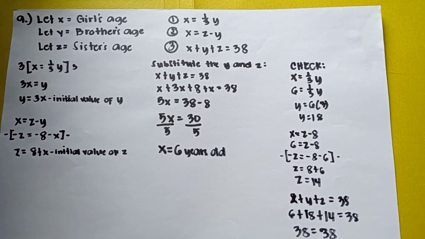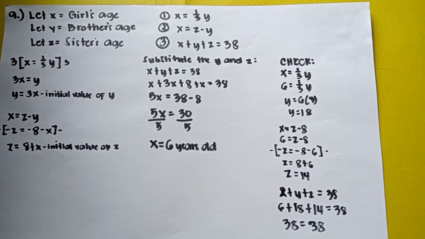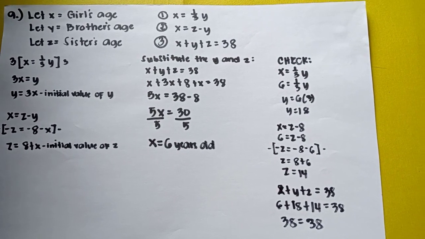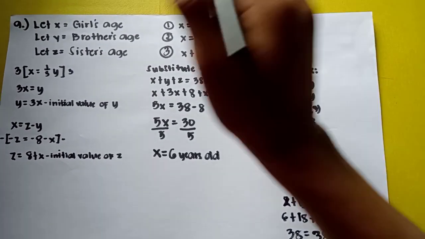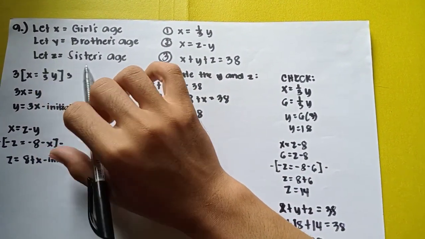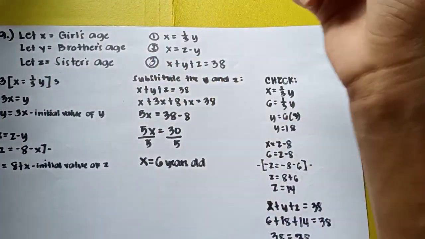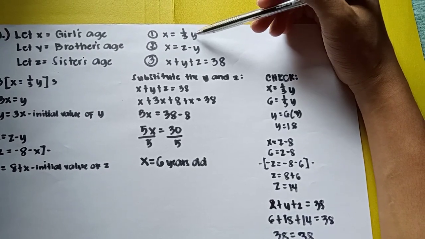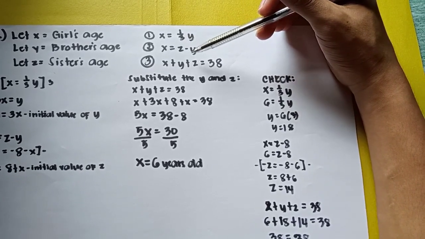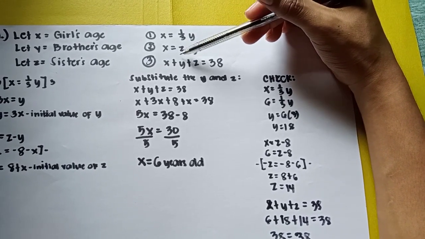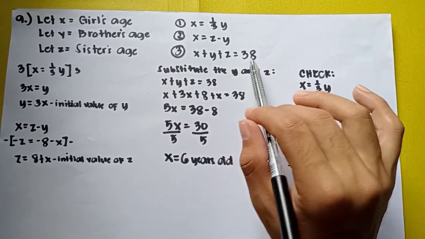Problem number 9. A girl is 1/3 as old as her brother and 8 years younger than her sister. The sum of their ages is 38 years. How old is the girl? So let X be the girl's age, let Y be the brother's age, and let Z be the sister's age. Our first formula is X equals 1/3 times Y, and the next formula is X equals Z minus 8. The last formula is X plus Y plus Z equals 38.